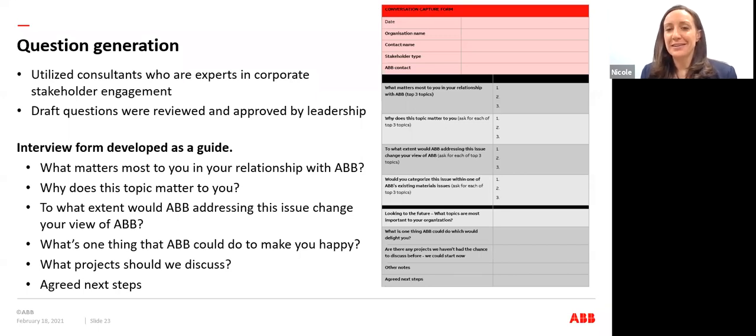So it was a little bit easier than what Laura had to fish through, in that we used some external experts to help us with that. But anyway, they drafted those questions and they were vetted by leadership and agreed upon. And really the form was more used as a guide. I talk about this in another slide, but we used people to do the interviews that already had a relationship with whomever they were interviewing.